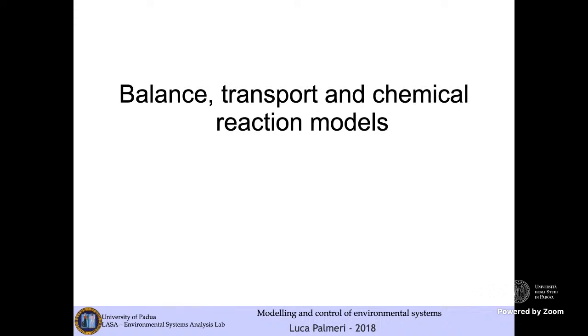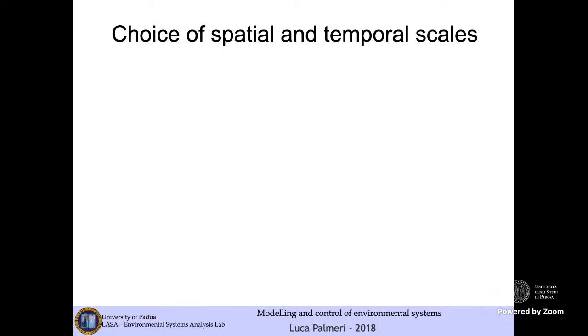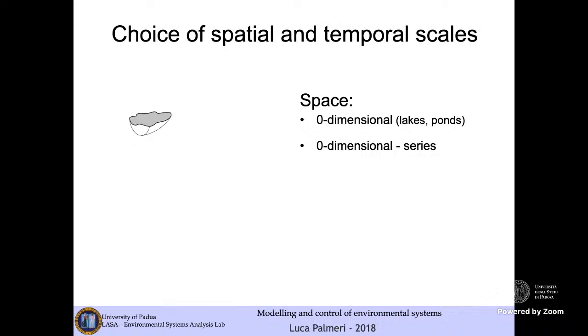Okay, now we switch to a new argument, that is the description of a mass balance through mass transport and chemical reaction models. Again, first of all, I recall you that the modeler has to choose the most appropriate spatial and temporal scale. In particular, we may decide to make the model zero-dimensional, and this is acceptable, for example, for lakes and ponds. In this case, we just assume our system as described by a single point, zero dimension, or we may decide to be a little bit more detailed by employing a series of zero-dimensional assumptions.